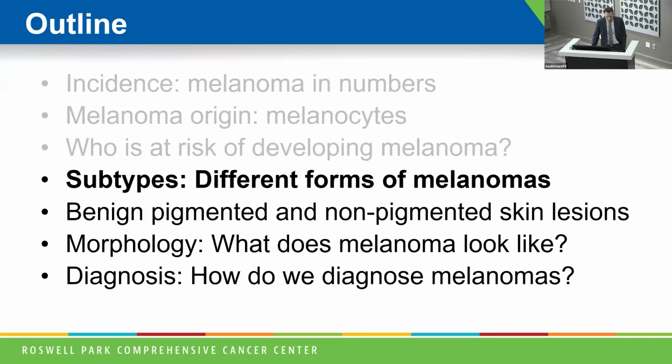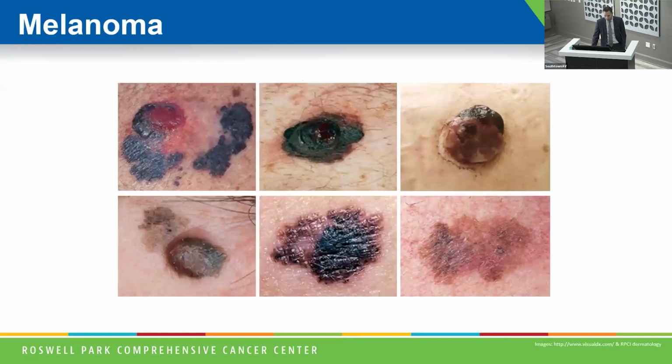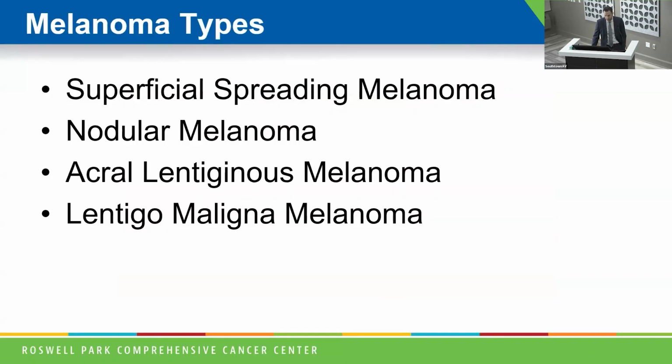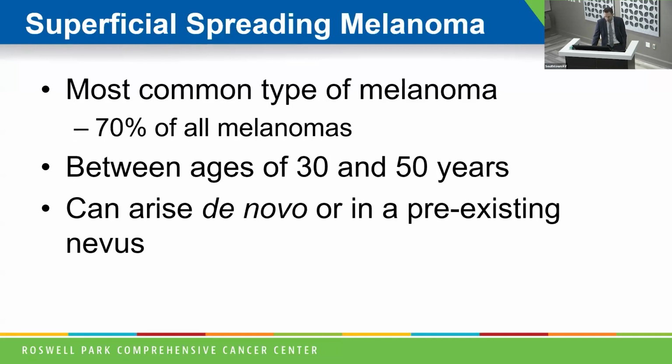Again, in order to understand melanomas and to be able to capture them early enough, I think we have to talk also about subtypes. All of the melanomas come from pigment cells, but although they come from pigment cells, they can look quite different based on the subtype. These are the major subtypes. First, we'll talk about superficial spreading melanoma, then nodular melanoma, after that acral lentiginous melanoma, and then lentigo-malignant melanoma.